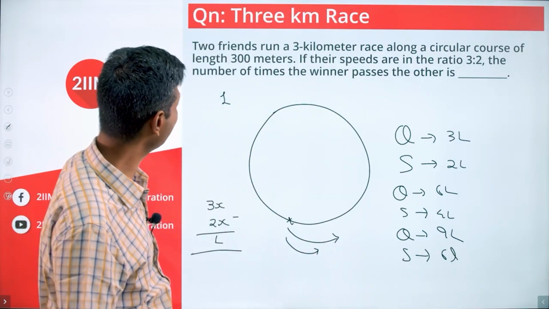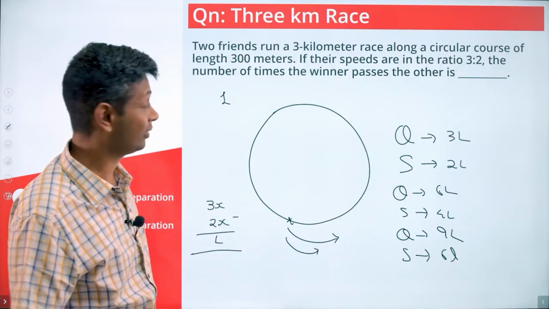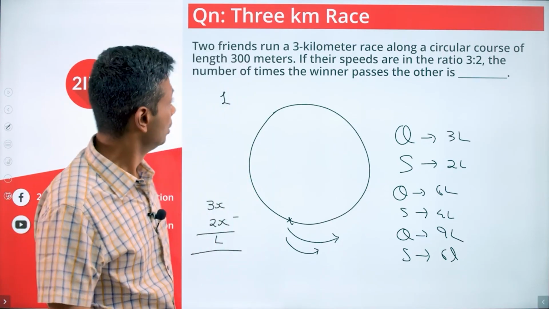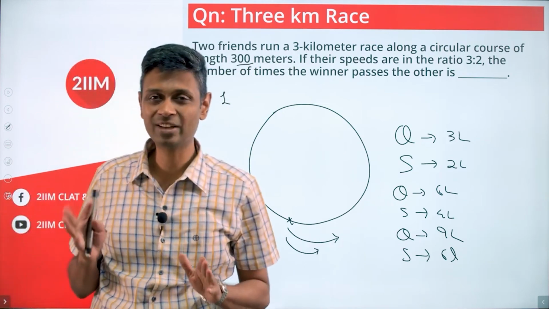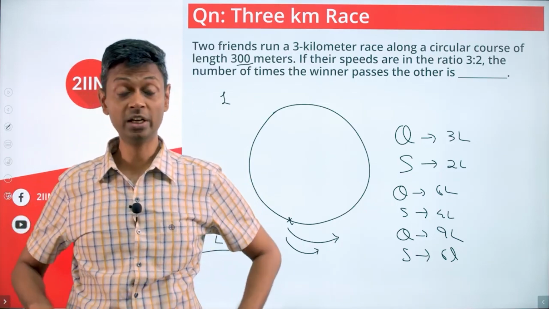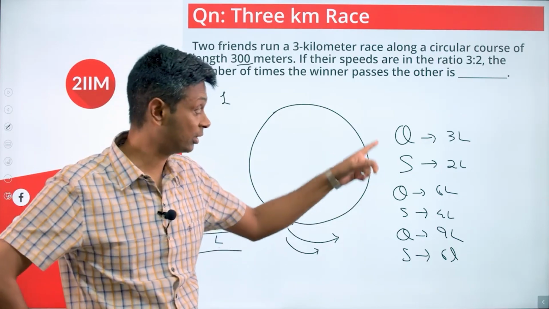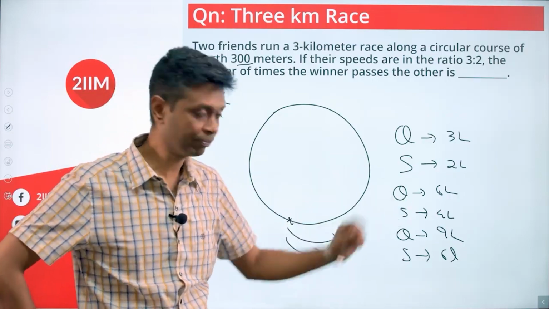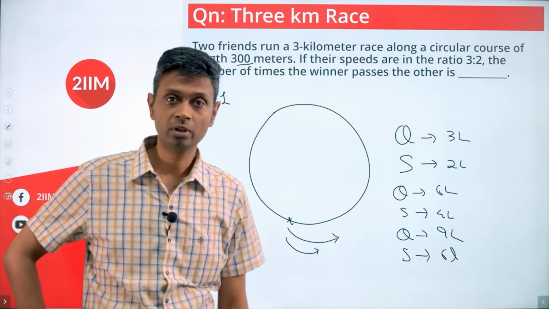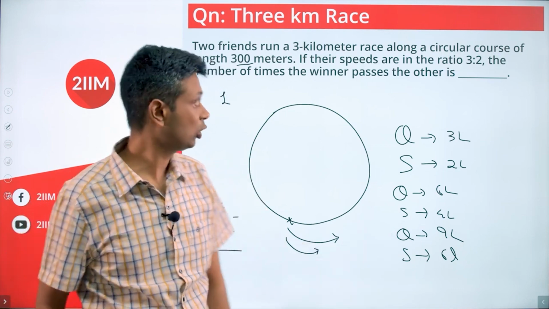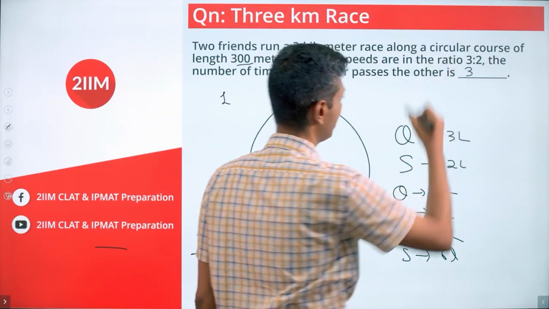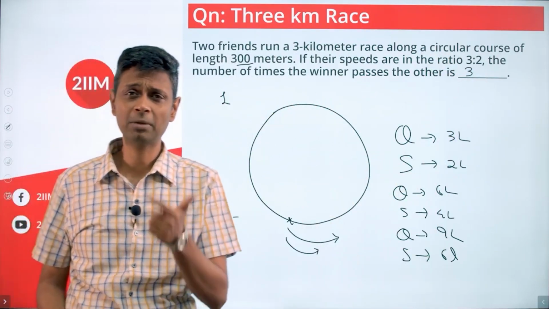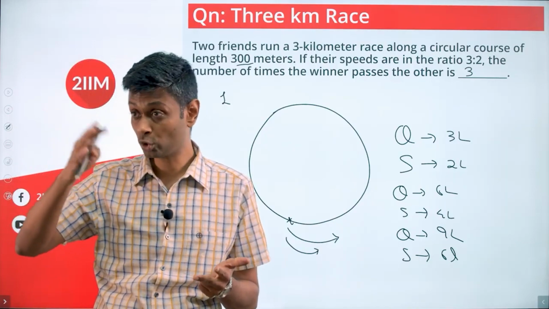Right? Now we are asked how many times has the winner passed the other. And that depends on how many laps they run. So 3-kilometer race, lap length is 300 meters, or it's a race of 10 laps. The quicker guy, when he finishes 3 laps, he'll be overtaking him. When he finishes 6 laps, he'll be overtaking him. When he finishes 9 laps, he'll be overtaking him. And then he finishes the race. Or he'll overtake or he'll pass the other thrice. 3 times. When he completes 3 laps, 6 laps and 9 laps. When the slower guy at those points of time has completed 2, 4 and 6 laps.